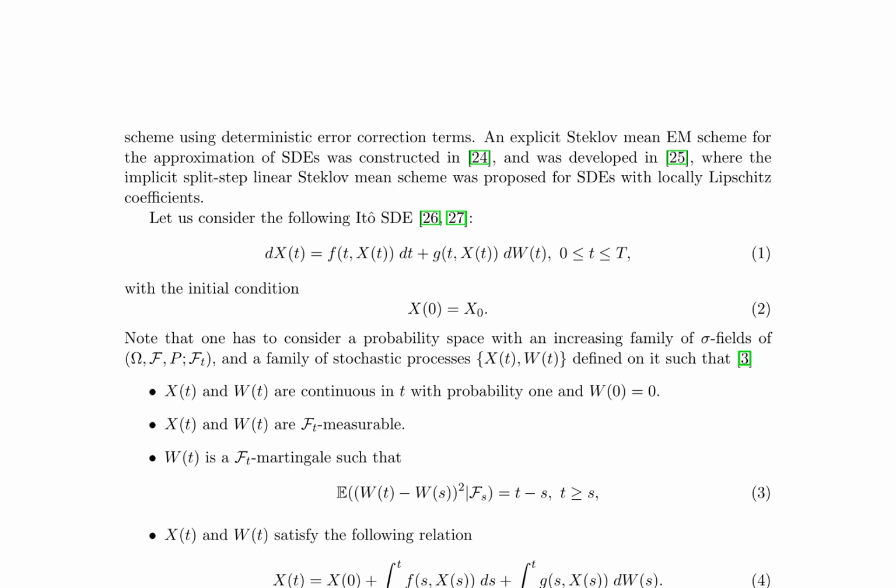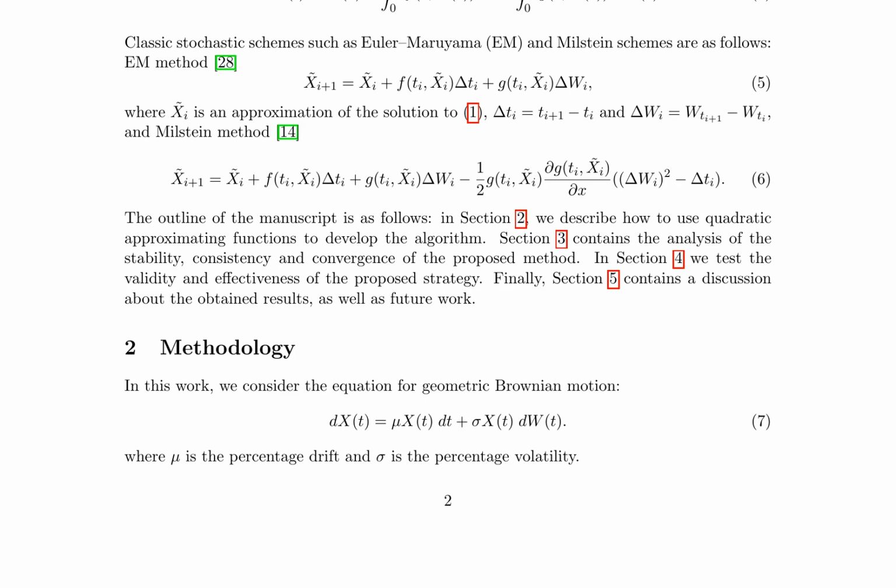The manuscript is structured into main sections. Section 2 describes the development of the algorithm using quadratic approximating functions. Section 3 analyzes the stability, consistency, and convergence of the proposed method. Section 4 presents numerical results testing the validity and effectiveness of the proposed strategy, and Section 5 discusses the obtained results and future work.